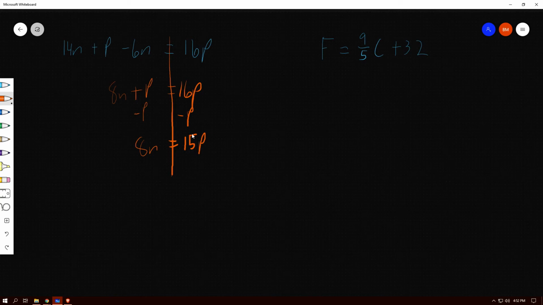Now the instructions were to solve for n, so what are we solving for? N was on the same side as n. The 8, what is the 8 doing? Is multiplying. How do you get rid of multiplication? You divide. And so my final answer is going to be 15p divided by 8. Again, it's an ugly answer, but that's okay.